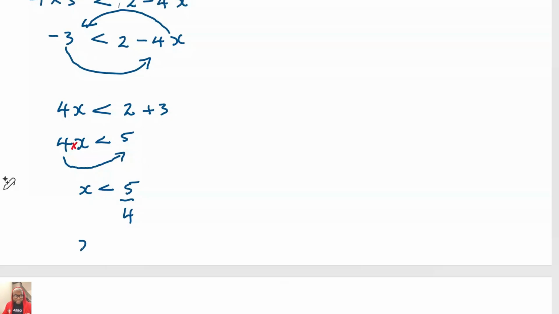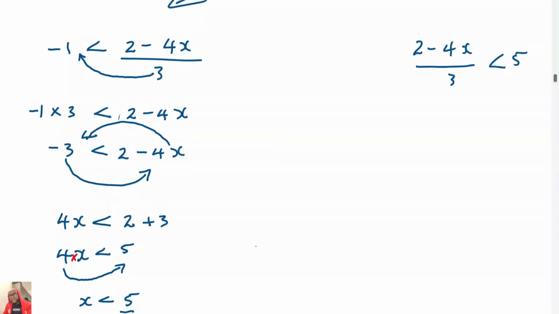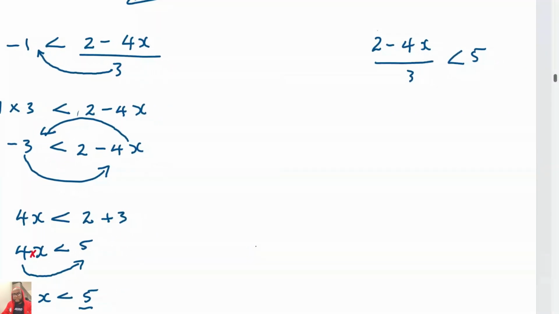Let's write, I want to write it as an improper fraction. Sorry, as a mixed number. So 4 into 5 is 1, remainder 1, so 1 1/4. Right? Let me jump on the next side now.